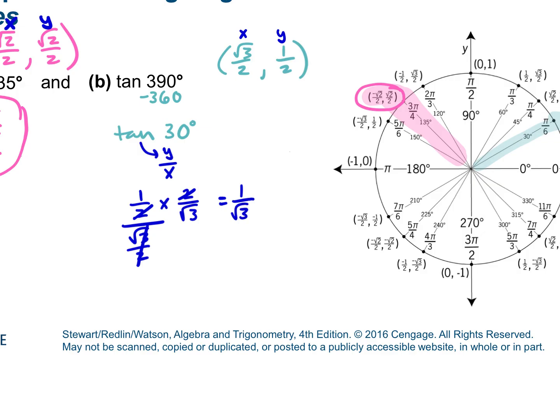Can we leave square root 3 in our denominator? No. So we want to multiply the top and the bottom by square root 3. We got to rationalize. So we end up with square root 3 over 3. So this would be our answer.